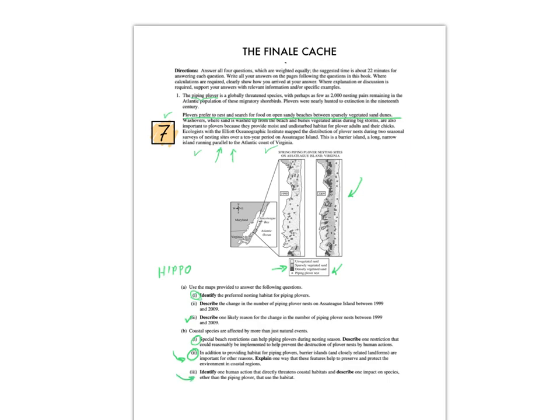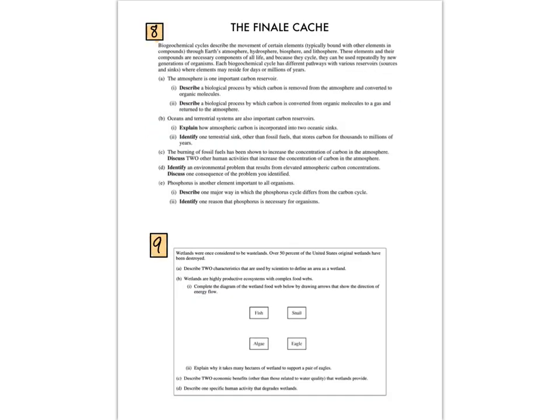And the last one in here is identify human action that directly threatens coastal habitats, and then describe one impact on species other than a piping plover that use a coastal habitat. And there's plenty of your colleagues that represent coastal species. Everything from penguins to seals to even more. So it's just a matter of asking the question. A doable one, a little harder than the other. Again, all the secret of this is practicing and looking at it.